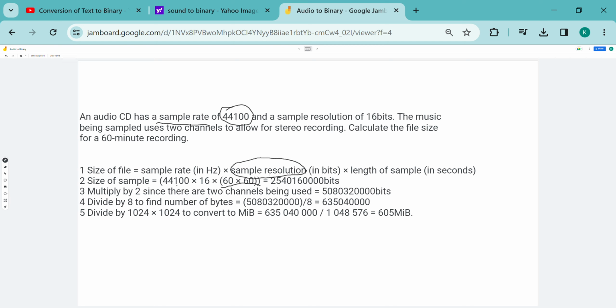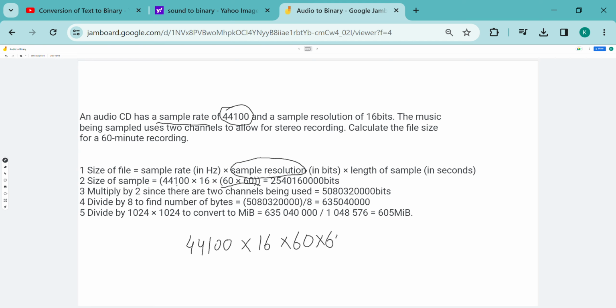Now what are we doing? We are multiplying by 2 since 2 channels are being used, right? So you can see here that we multiply the same value by 2. Then we are going to divide by 8 to find the number of bytes. How many bytes are required to store the file? Bytes are used to store the file size, right? So rather than calculating or multiplying the values, we can leave the values as they are.